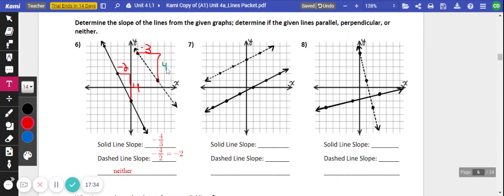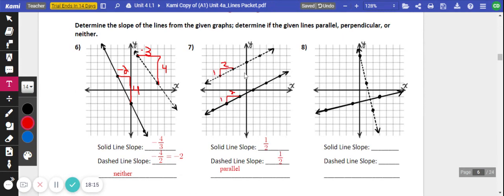Okay, so creating my slope triangles, I go up 4 to the left 3, up 4 to the left 2. So up 4 to the left 3 is going to give me a negative 4 over 3, or a 4 over negative 3. And up 4 left 2 is going to give me 4 over negative 2, and I can simplify that to negative 2. This is going to tell me, and we said that these were neither parallel or perpendicular. They're not going to meet at a 90-degree angle, and they are going to intersect. So let's go ahead and take a look at number 7.